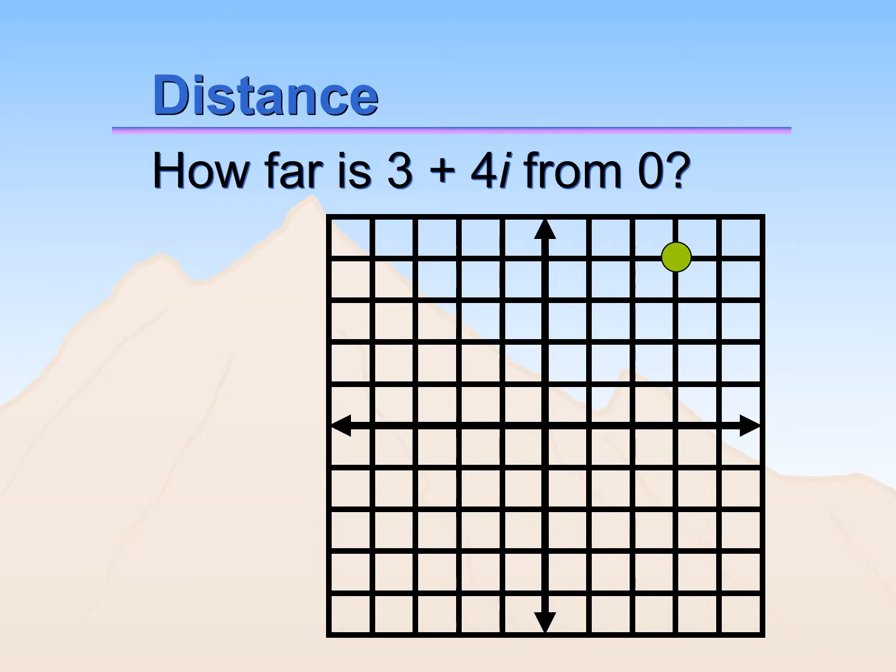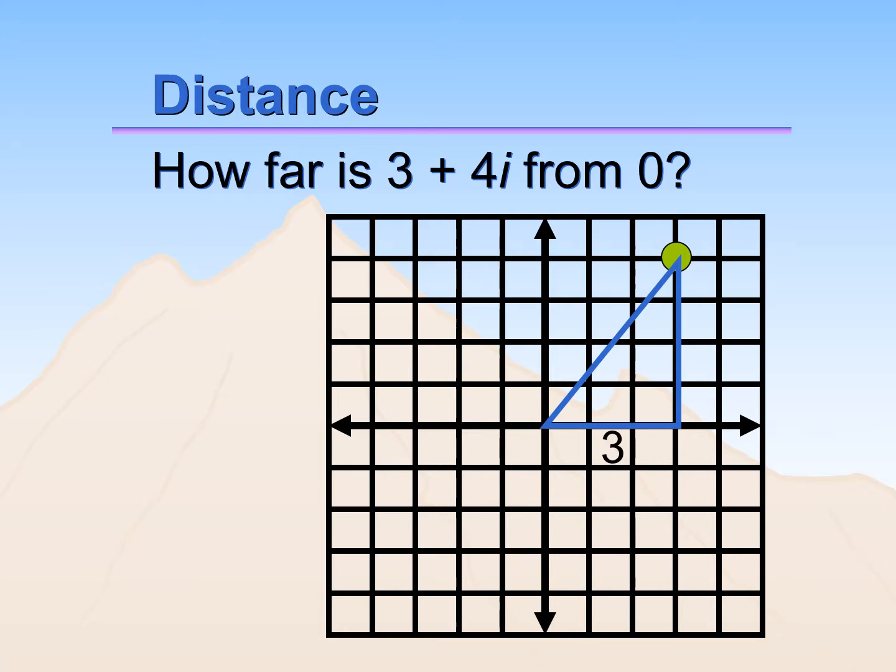So our question is, if we have our complex number 3 plus 4i, we know that it is right here on the complex plane. But what if we want to know how far away it is from 0? Well, if we remember our geometry, our complex number is making a right triangle with the origin. The distance between the origin and our complex number happens to be the hypotenuse of a right triangle.